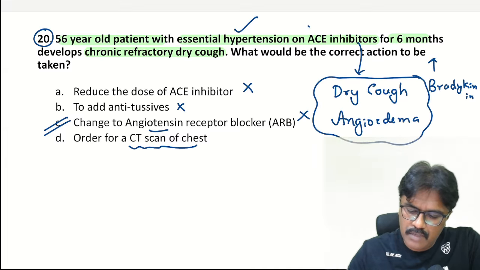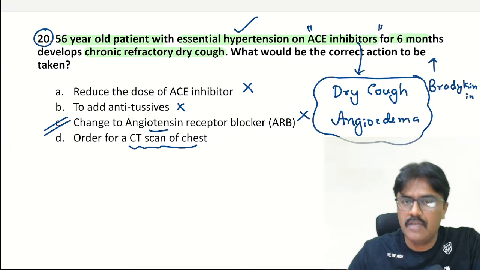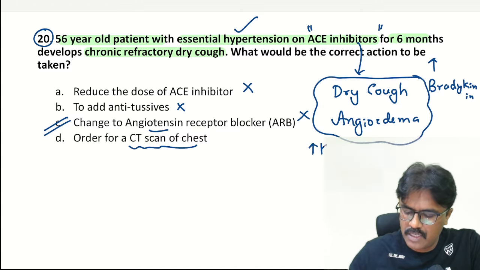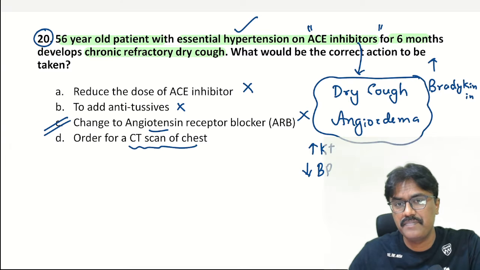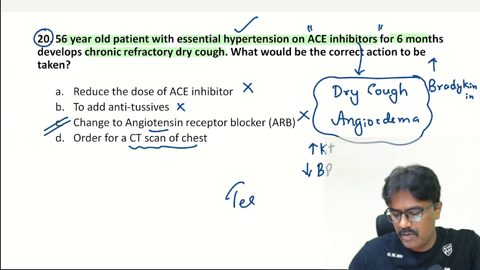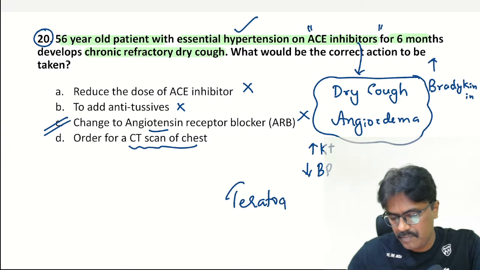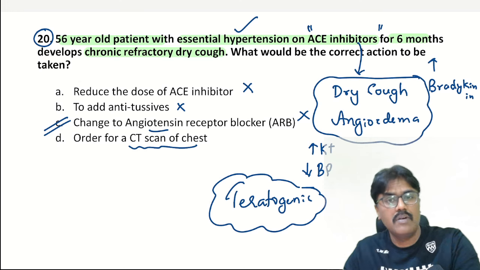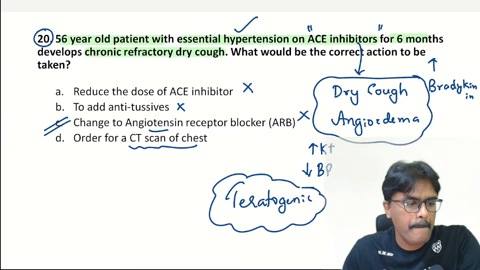So what we will understand from this MCQ is the adverse effects of ACE inhibitors: dry cough, angioedema. Any other adverse effect? They increase potassium, they decrease BP, but most important, they are teratogenic, meaning they are not given in pregnant women. Not only ACE inhibitors, ARBs are also not given in pregnant women. Okay.